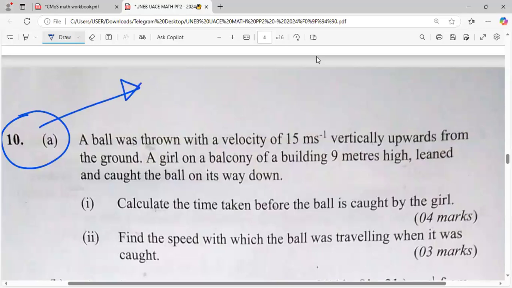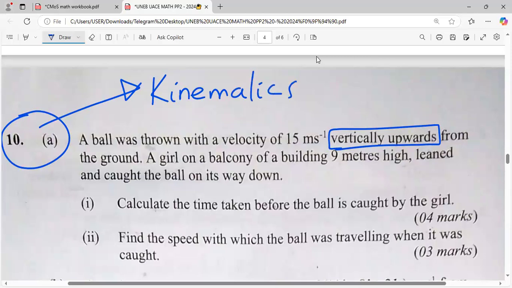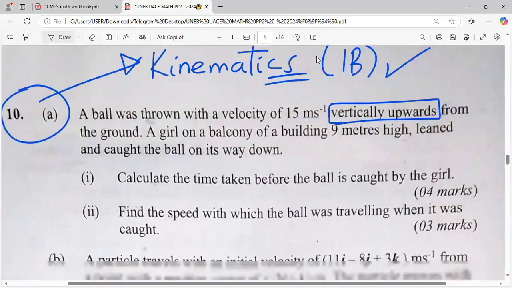A ball was thrown with this velocity vertically upwards. Vertically upwards, that is motion under gravity, and we find that under kinematics. Motion under gravity is kinematics. So that one was secured. The one question of section B was talked about.